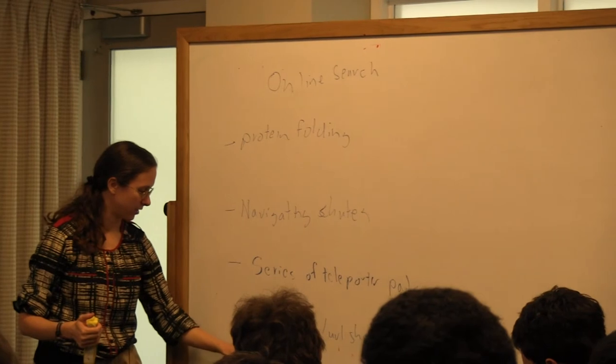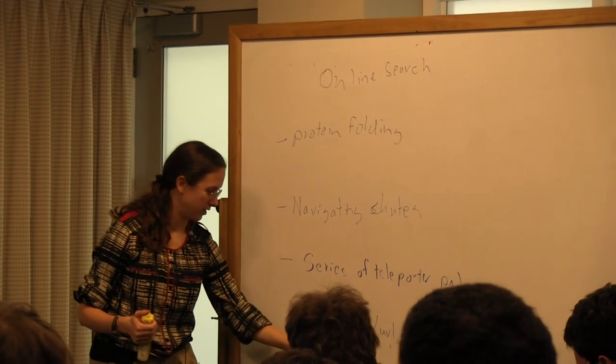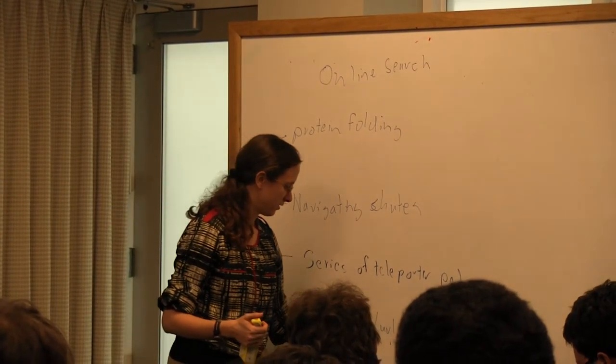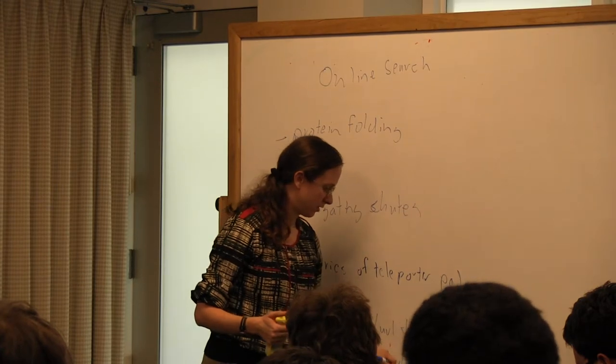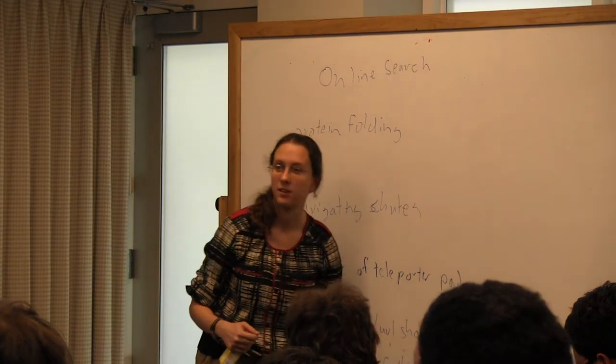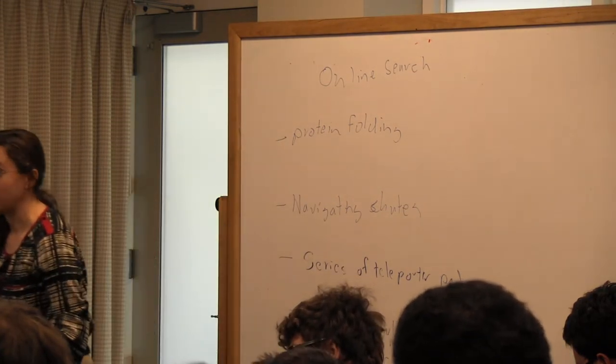A robot searching for an object. And why don't I have the transition function? You don't have a map of the environment in advance.